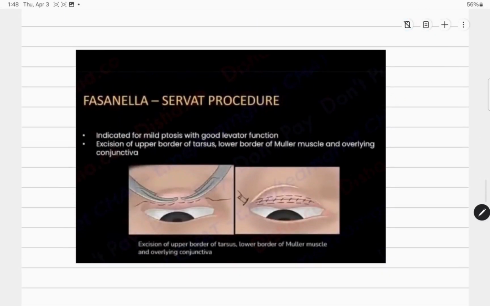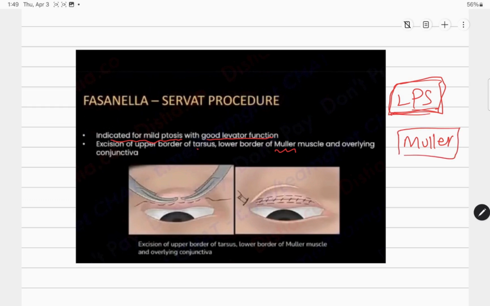First of all, the first one is Fasanella-Servat procedure. In this case, we normally go for resection of the LPS muscle. Indicated for mild ptosis with good elevator function. Okay, no, sorry, we do not go for resection of LPS. We go for resection of Muller muscle. If the LPS is working normally and there is no problem with it, we go for resection of the Muller muscle, also with the border of tarsus and overlying conjunctiva, as you can see in this case.